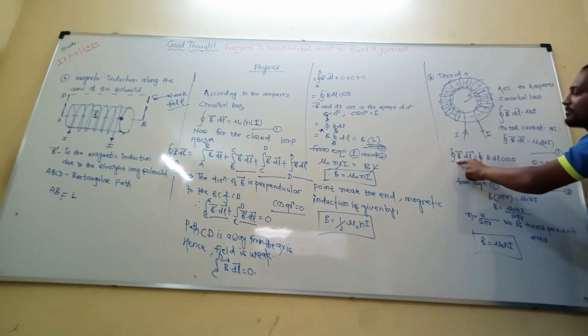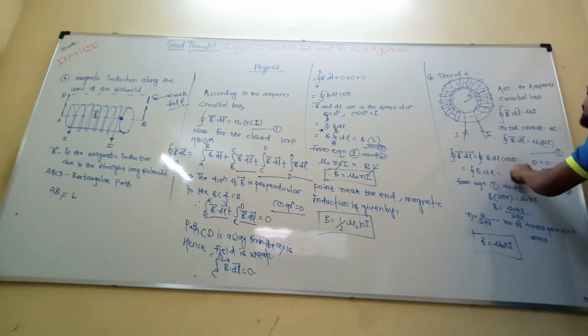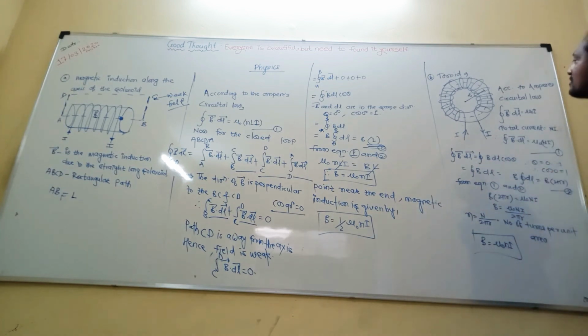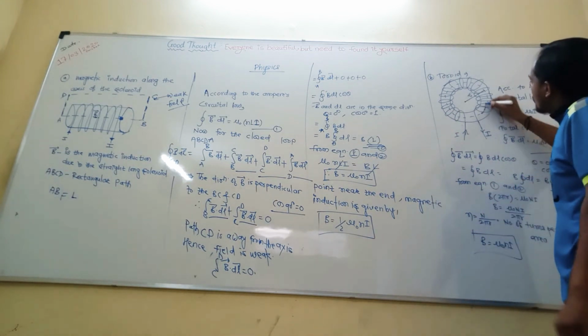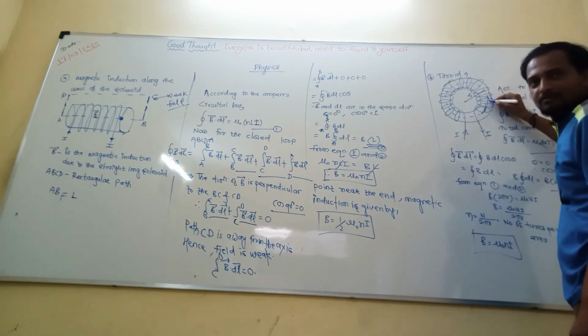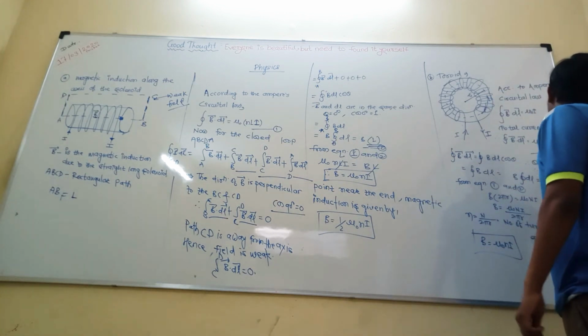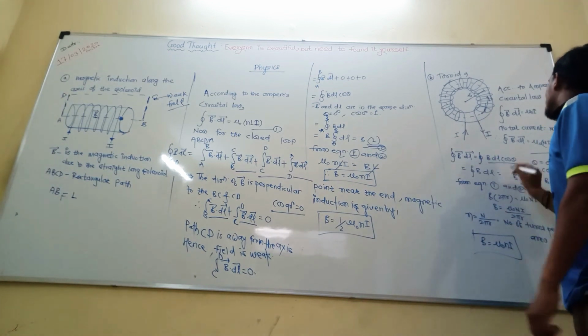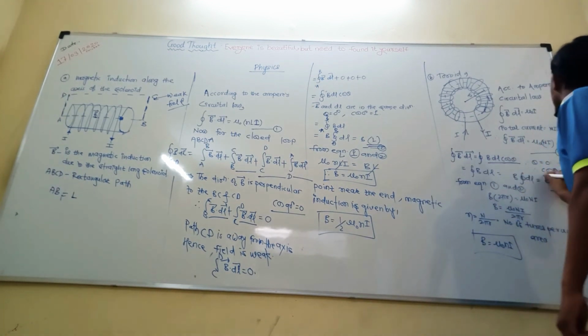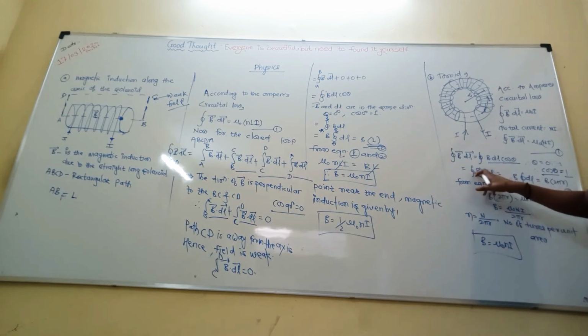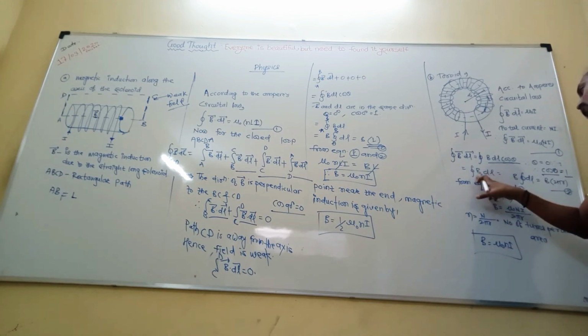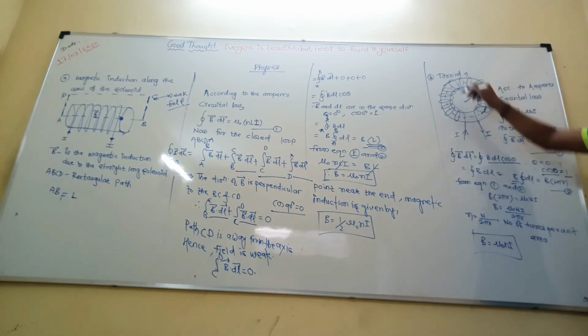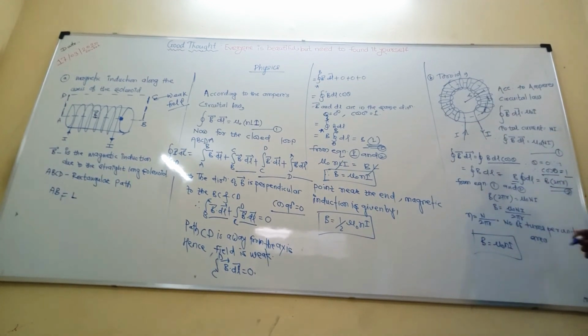The integral of B bar dot dl is equal to the integral of B dl cos theta. Here the direction of the field is along the length of the solenoid, so the angle between them is 0. This is a dot product, so we take cos theta, and cos 0 is 1. So the remaining equation for the closed path is B times the integral of dl, because B is constant and taken outside the integral. The integral of dl is the circumference of the circular ring, which is 2 pi r.